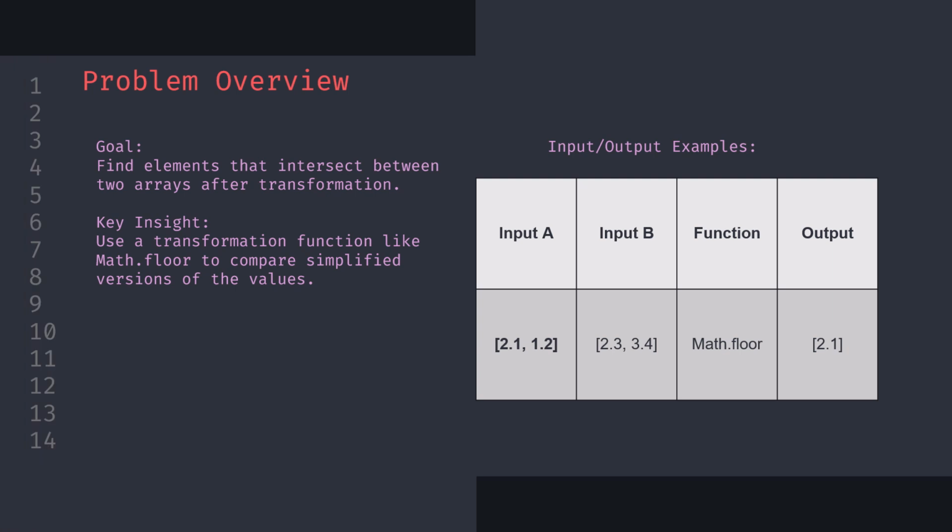We are not comparing raw values directly. Instead, we use a function like Math.floor to transform values from both arrays before comparing them. In our example, 2.1 and 2.3 both floor to 2, making them a match.